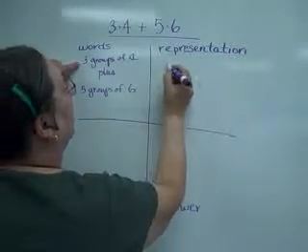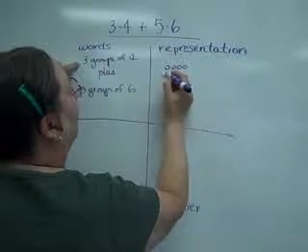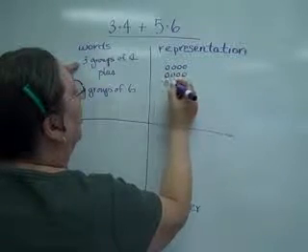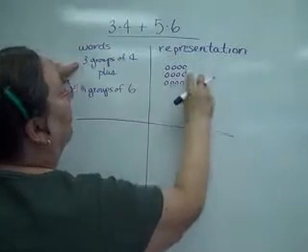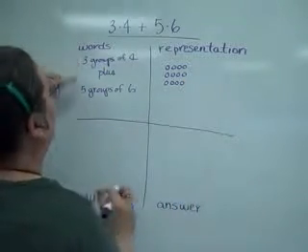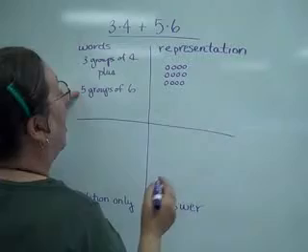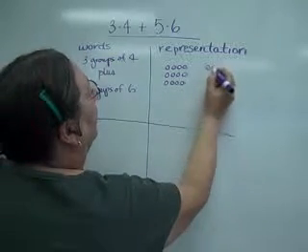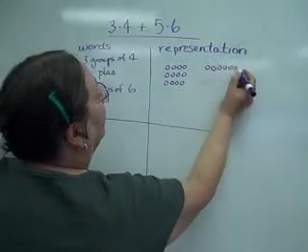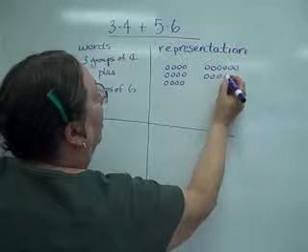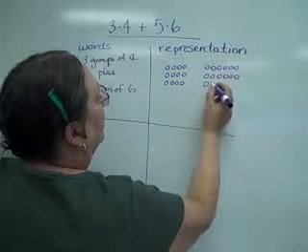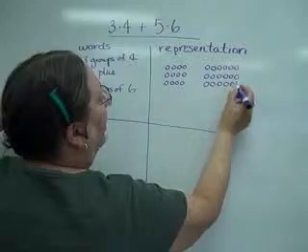3 groups of 4. So I have 1, 2, 3, 4, 1, 2, 3, 4, 1, 2, 3, 4. So I have 3 groups of 4. Now I need to add that to 5 groups of 6. 1, 2, 3, 4, 5, 6. 3, 4, 5, 6. 1, 2, 3, 4, 5, 6.